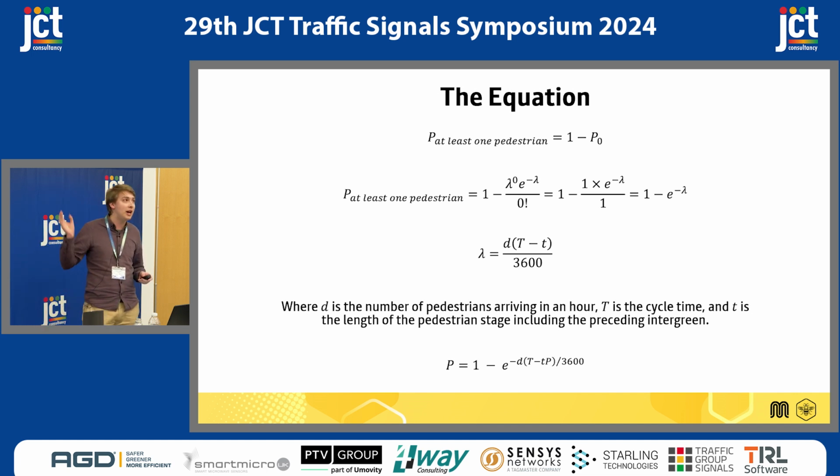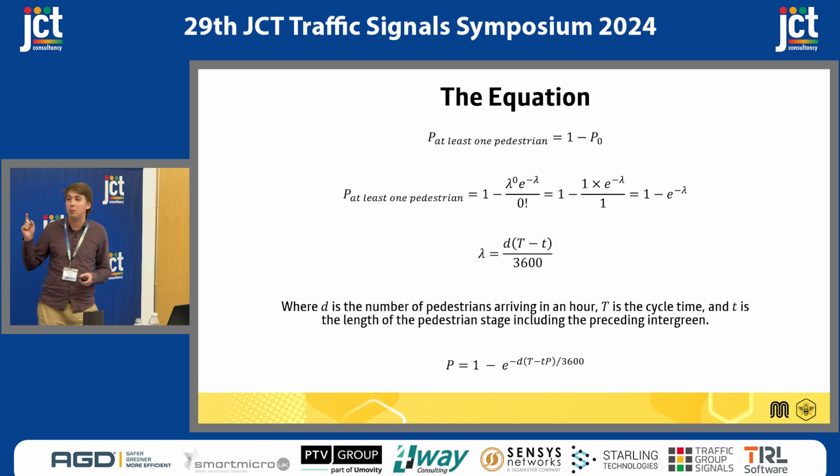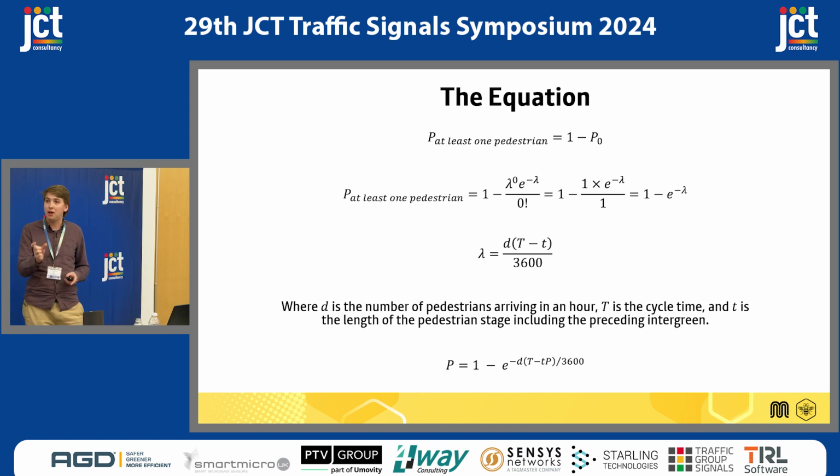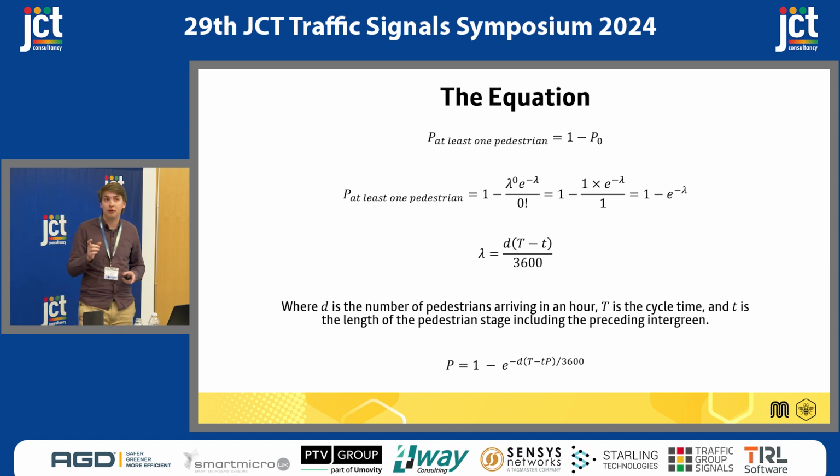So if we then use the equation from a couple of slides ago, you can factor that down, and you get the probability of the pedestrian stage appearing being 1 minus the exponential of minus lambda, where lambda is just defined as the expected number of pedestrians arriving within that time period that you accept demands for. So you can calculate that if you've got count data, divide that by the time period to get the average rate of pedestrians, and multiply that by the time period for which you accept demands. So your cycle time minus the length of that pedestrian stage, including the intergreen.